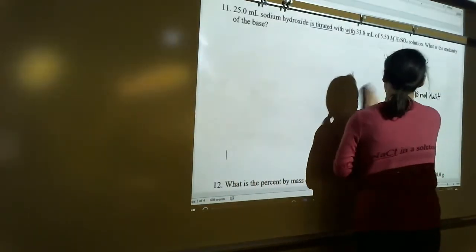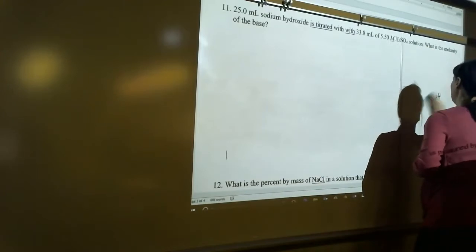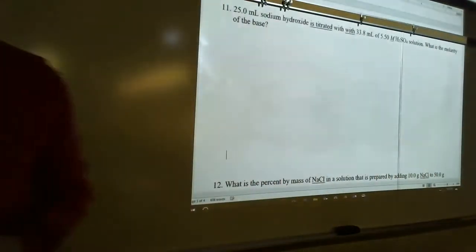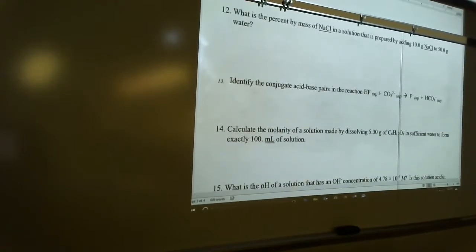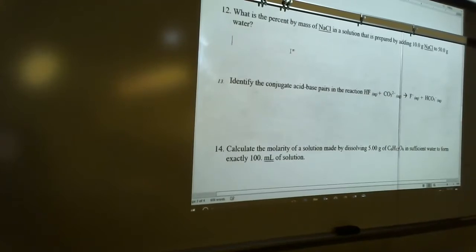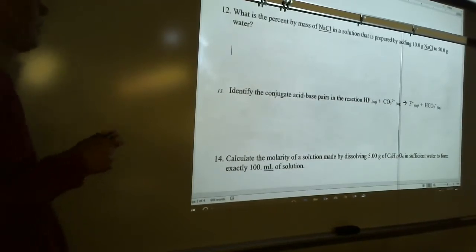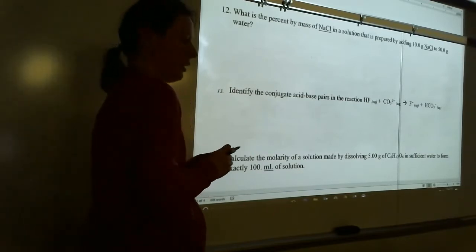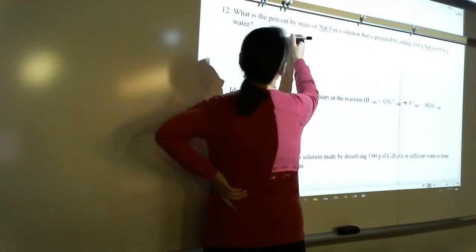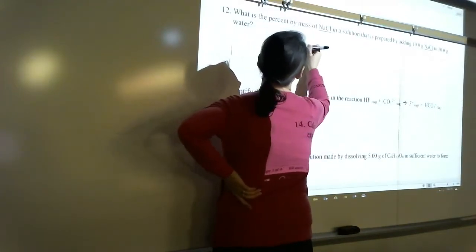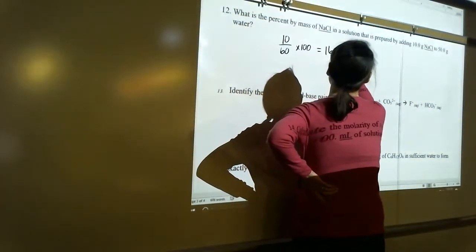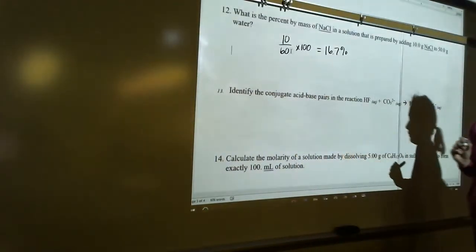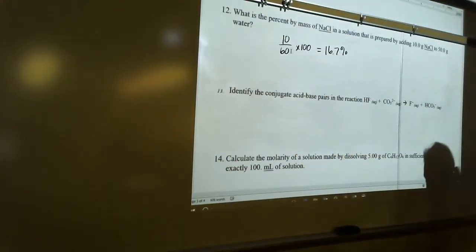All right. Let's get to number 12. What is the percent by mass of NaCl solution made by adding 10 grams to 50 grams? Is it 10 over 50? What is it? 10 over 60 times 100. So what did you get? Do we agree? I didn't actually do it. I've taken your word for it. 10 divided by 60. Yes, I agree.